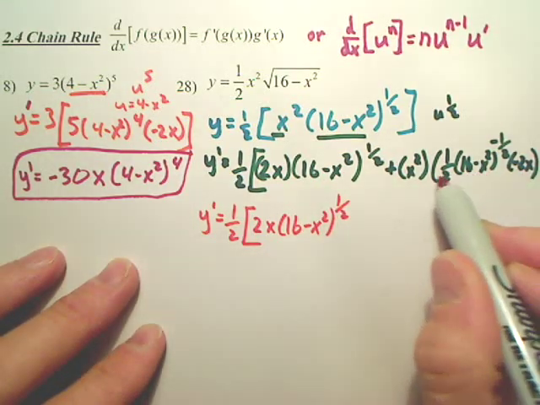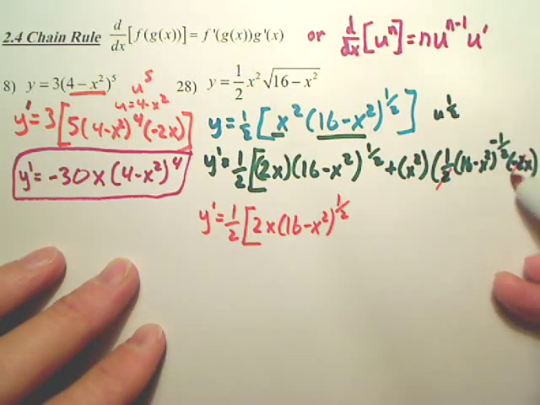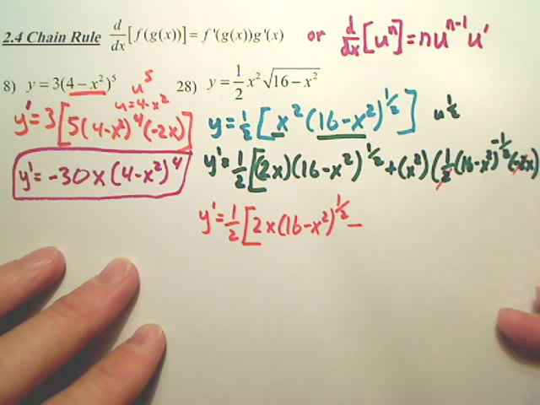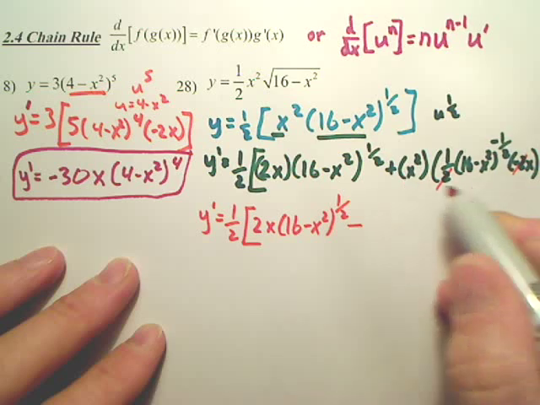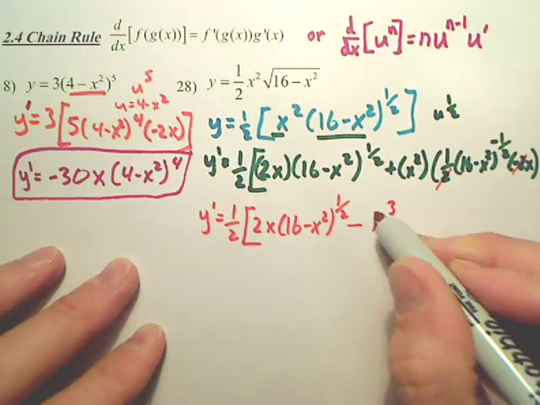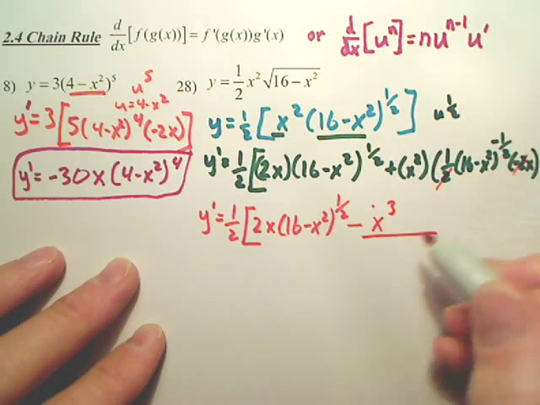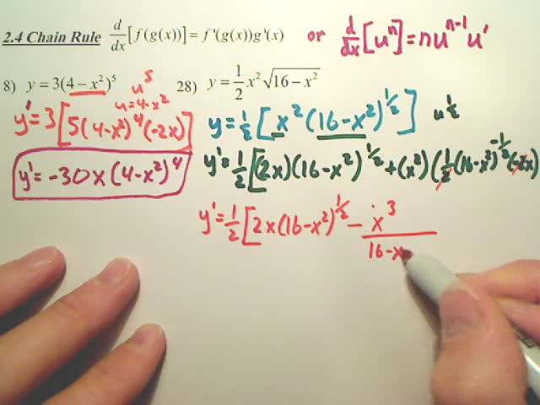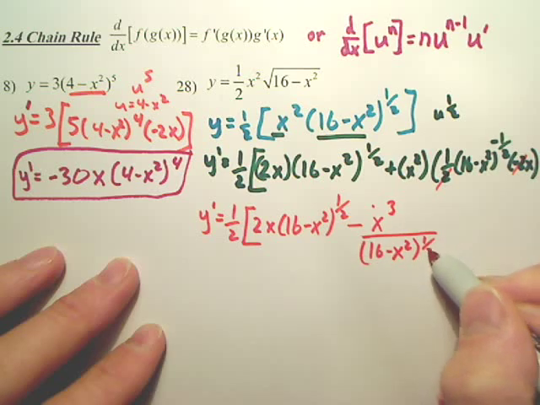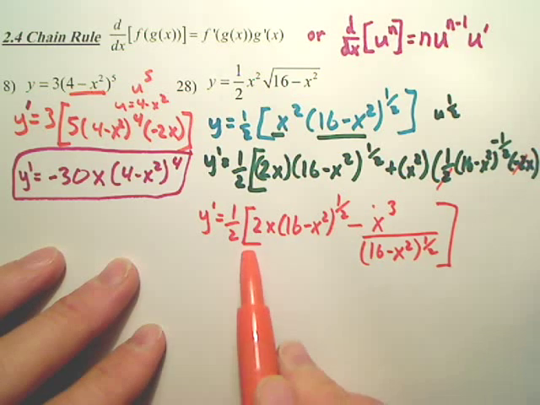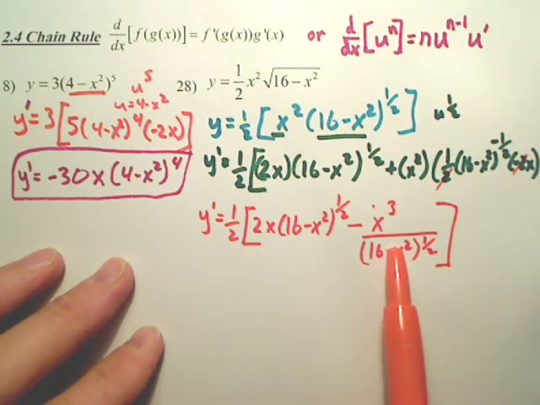Now, if we multiply all this, can you see how this 2 and this 2 is going to cancel? Can you also see that it becomes a minus because of negative, and an x times an x squared gives you x cubed? And then isn't it also going to be over 16 minus x squared to the 1/2? Sorry, my brackets are a little funky, small and big. Are we okay that the negative power drops it to the bottom?